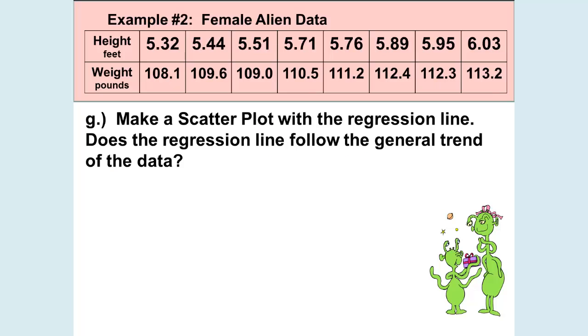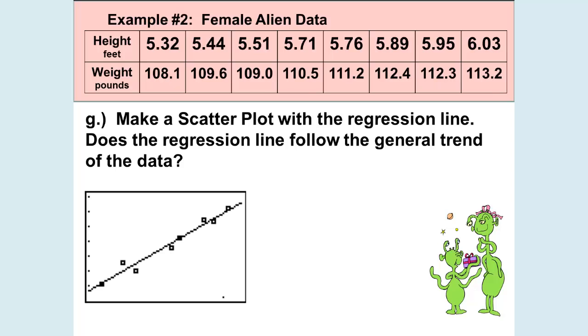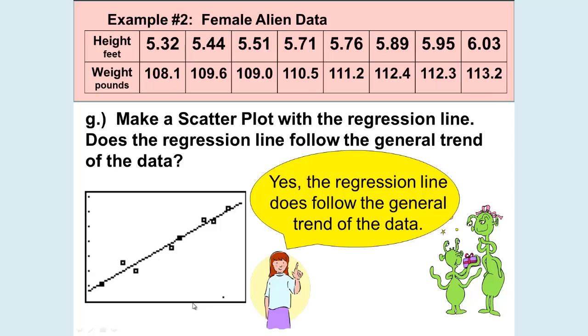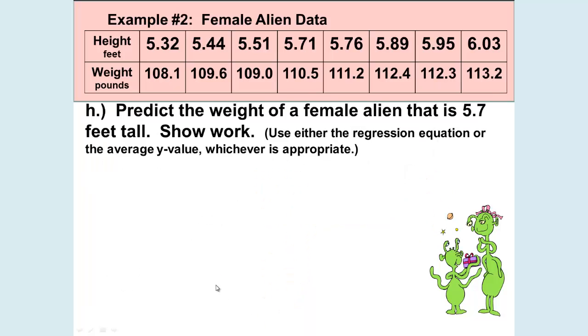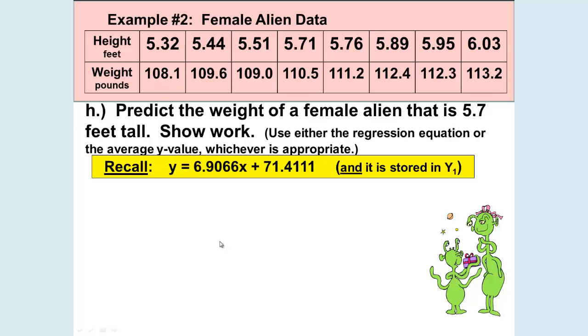G, make a scatter plot with the regression line, and does the regression line follow the general trend of the data? So we can just press graph, and our calculator should give us that line drawn through our data. And yes, the regression line does follow the general trend of the data. H, predict the weight of a female alien that is 5.7 feet tall and show the work. And we can use either the regression equation or the average y value, whichever is appropriate. In this case, because it does have a linear relationship, we will use the regression equation.